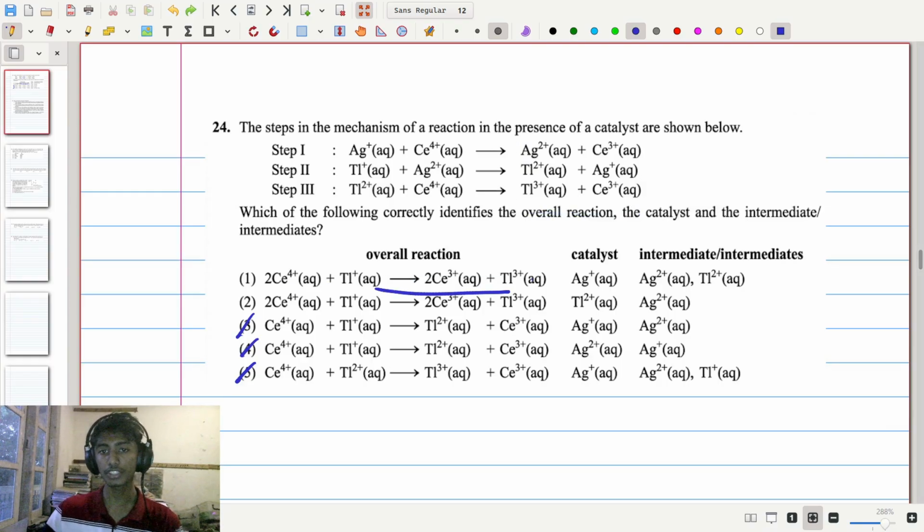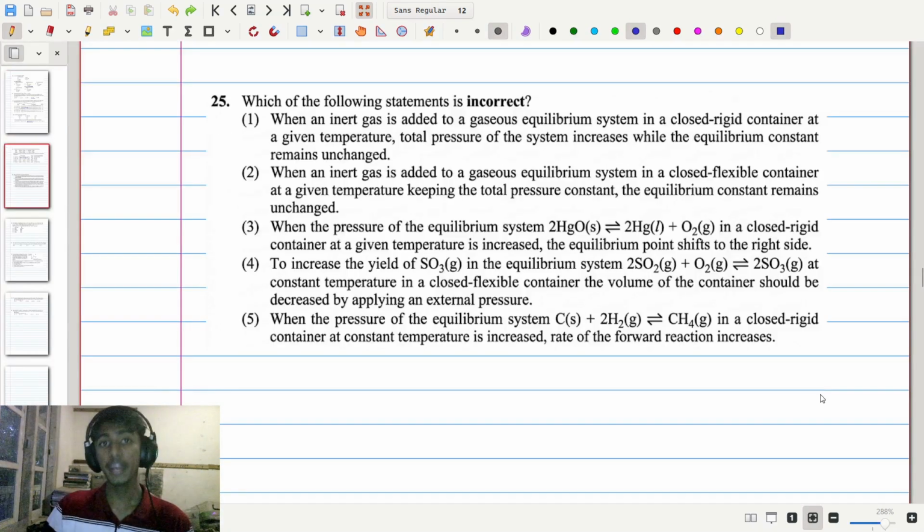This is the overall reaction. The catalyst is silver plus and the intermediates are silver 2 plus and titanium 2 plus. So with that, we're done with question number 24. Next, if you consider question number 25, the question says which of the following statements is incorrect.